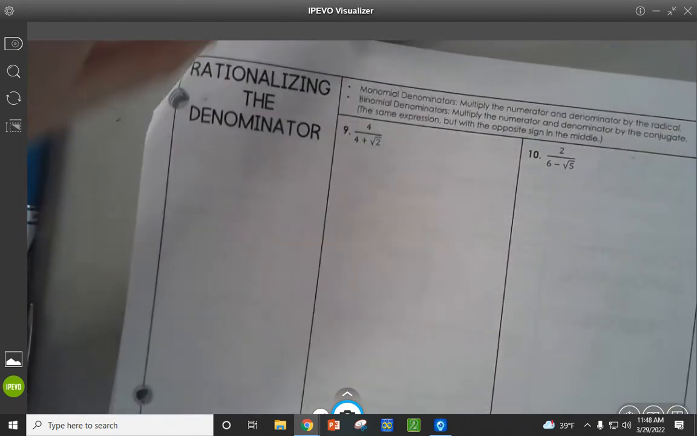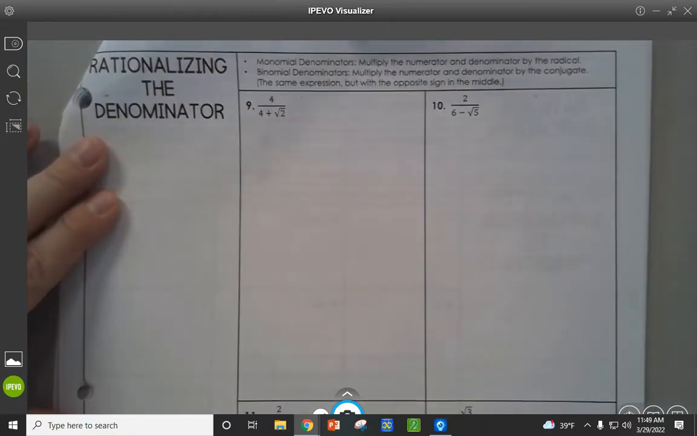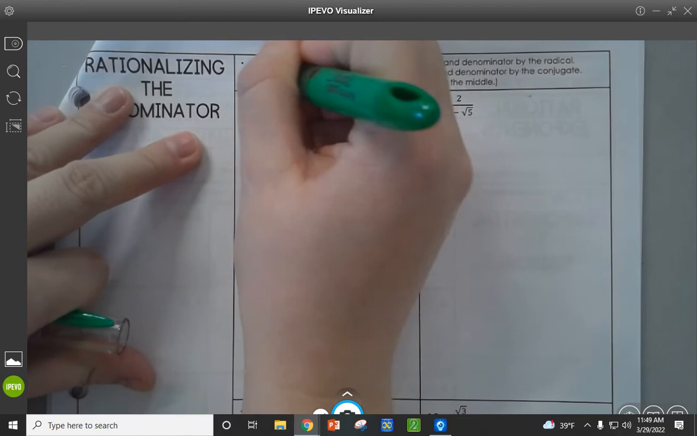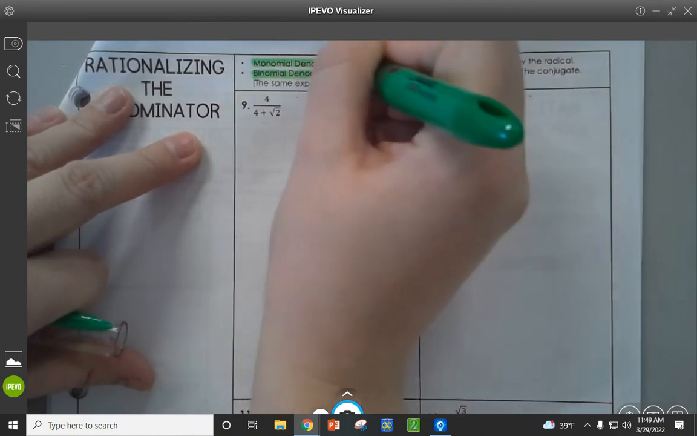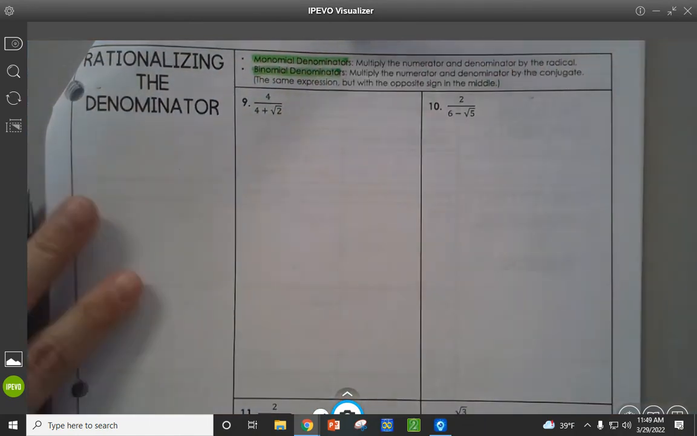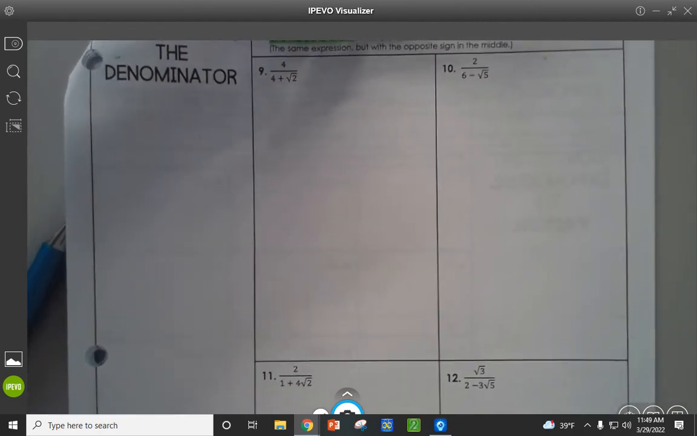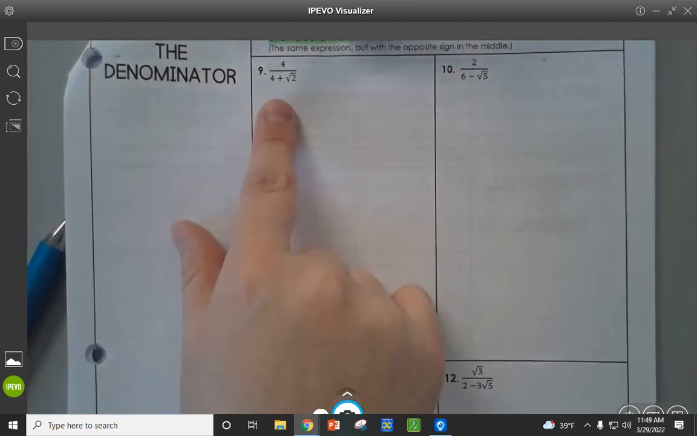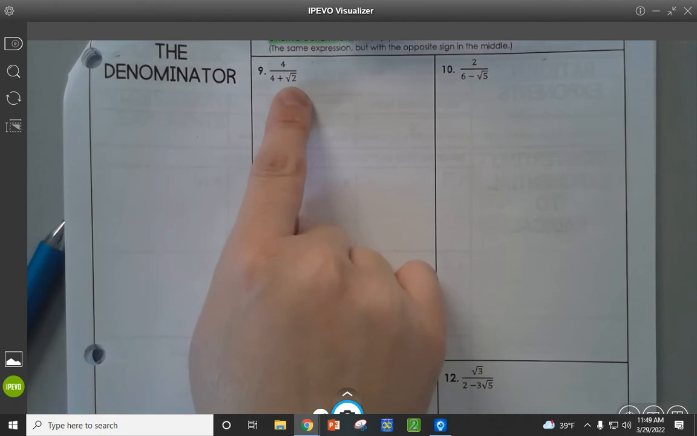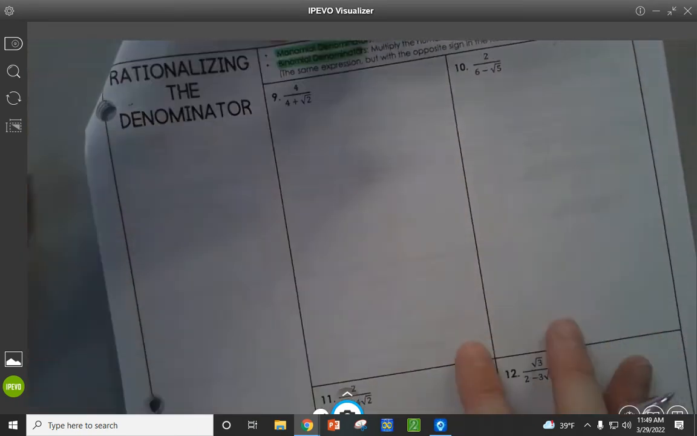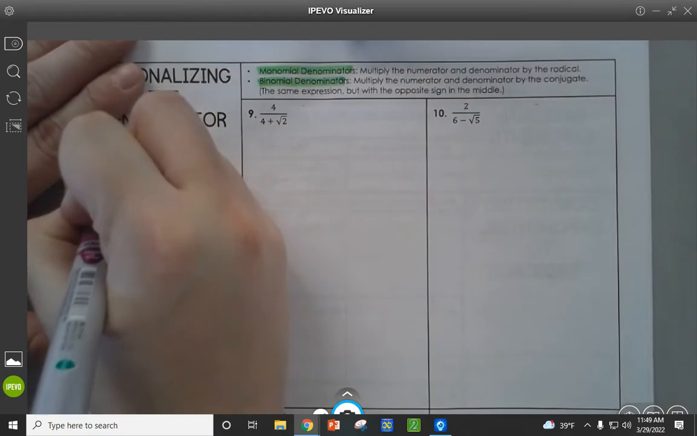Let's turn over. And here on the back, we have binomial denominators. So the bottom, there's 2 things being added or subtracted, and one of those has a square root. It would not work for me to just multiply by the square root of 2. We multiply by what is called the conjugate. So conjugates, that's a fancy word.